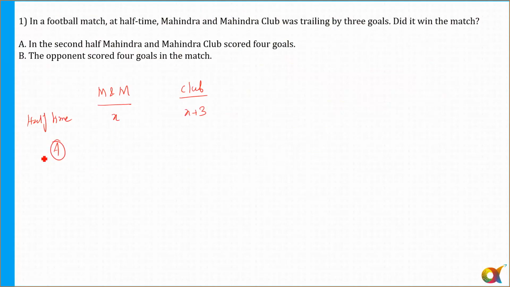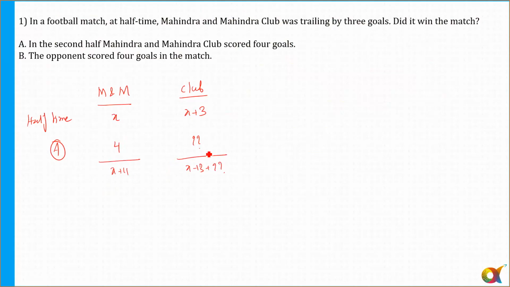What does statement A say? In the second half, Mahindra and Mahindra scored 4 goals. And what about this club? How many goals are scored by this club? We have no idea. So total goals scored here will be X plus 4, and here it is X plus 3 plus T. So is the first statement sufficient? On the basis of the first statement, can I identify which team won the match? No.